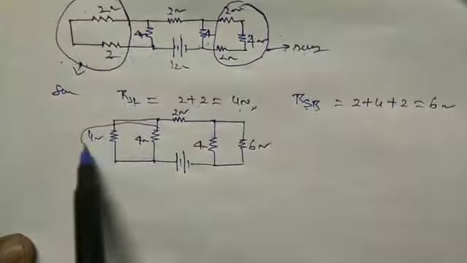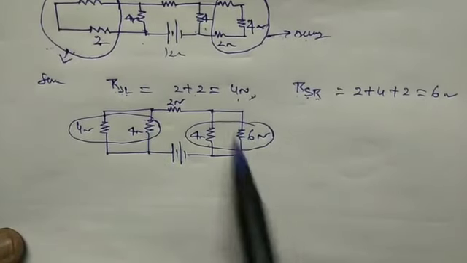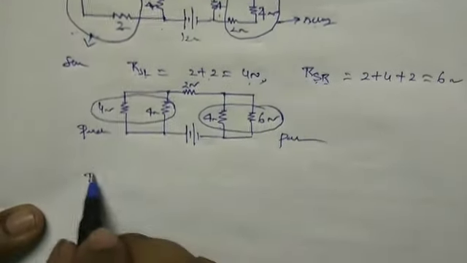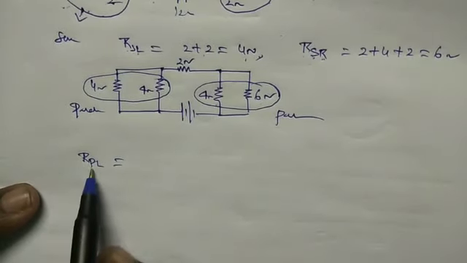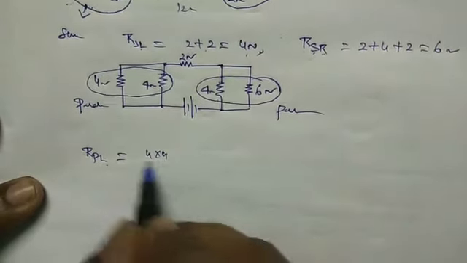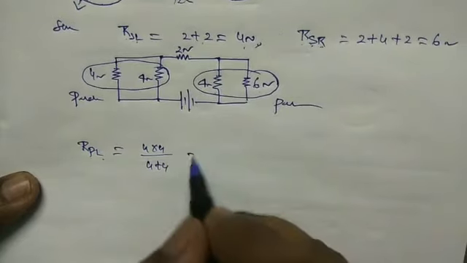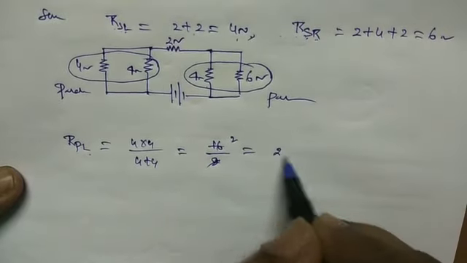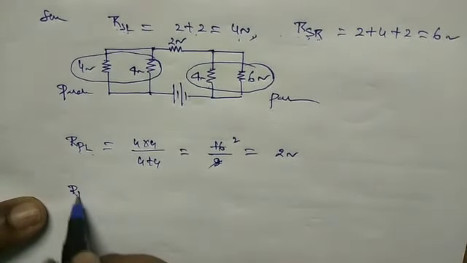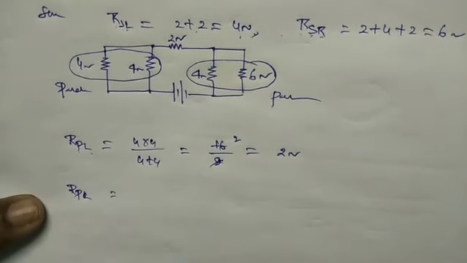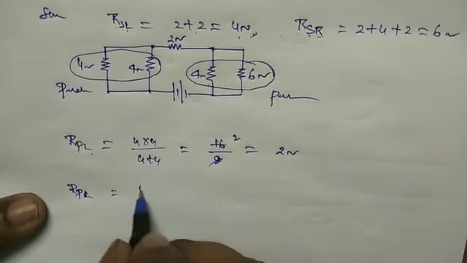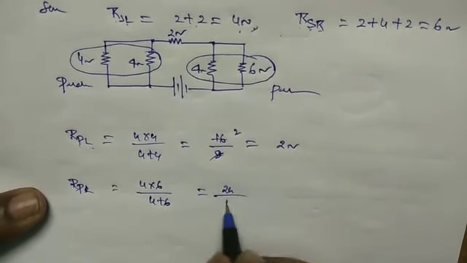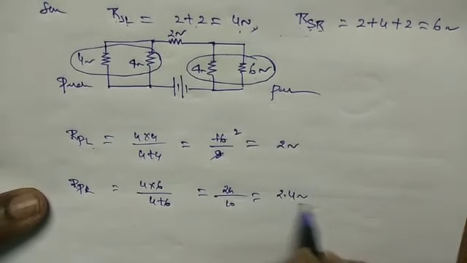Now these are in parallel and these are in parallel. So parallel means RPL. Resistance parallel on the left side is 4 into 4 by 4 plus 4, that is equal to 16 by 8, which is 2 ohms. Now RPR, resistance parallel on the right side, is equal to 4 into 6 by 4 plus 6, that is equal to 24 by 10, which is 2.4 ohms.